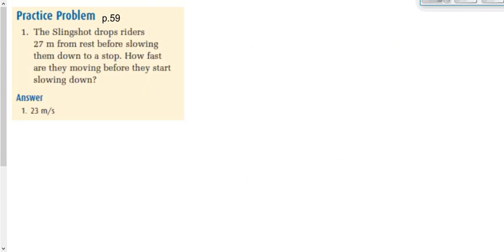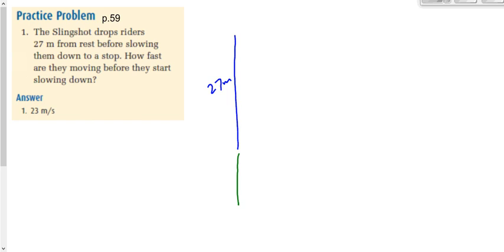Okay, I'd like you to take a look at one question on page 59 right now. Talks about the slingshot dropping riders. But understand here, just so that you understand the context of this question, the slingshot is dropping riders 27 meters. And then it slows them down. So it doesn't stop instantly. That would hurt. It slows them down gradually over the green phase here, right?